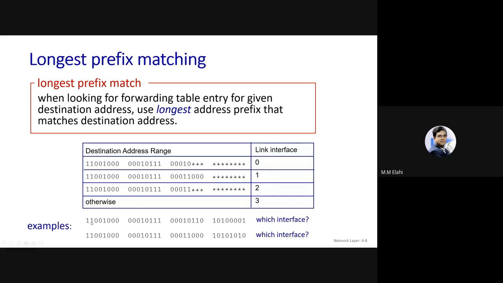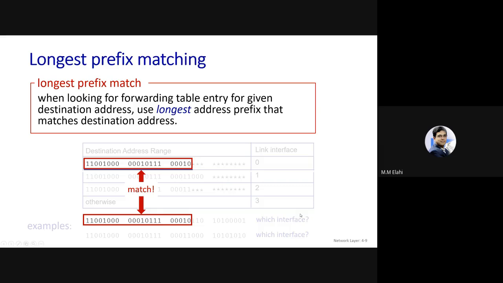So we can see 1100100000010111 and 00010. So the first 21 bits match with the first entry. So it will not go to the next one. It is if, else if, right? So whenever it matches, it will forward the packet to link interface 0. So what will be the result? Interface 0. See how it matches?